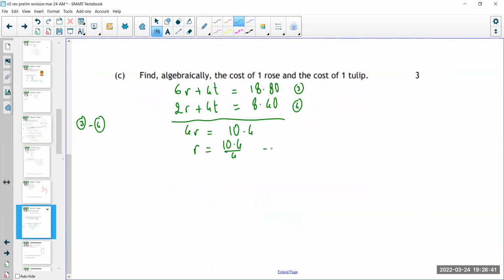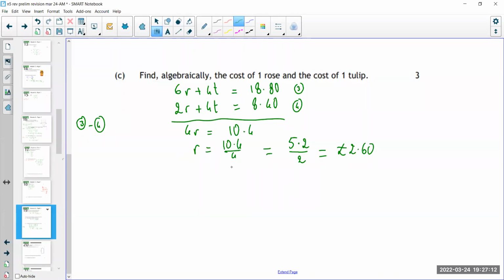So let's say you can't use your calculator, but you need to divide £5.20 by 2. £5 is 250, 20 pence is 10 pence. 250 plus 10 pence, 260. So you don't need to do any long divisions or whatever. Okay. So the cost of one rose is £2.60.